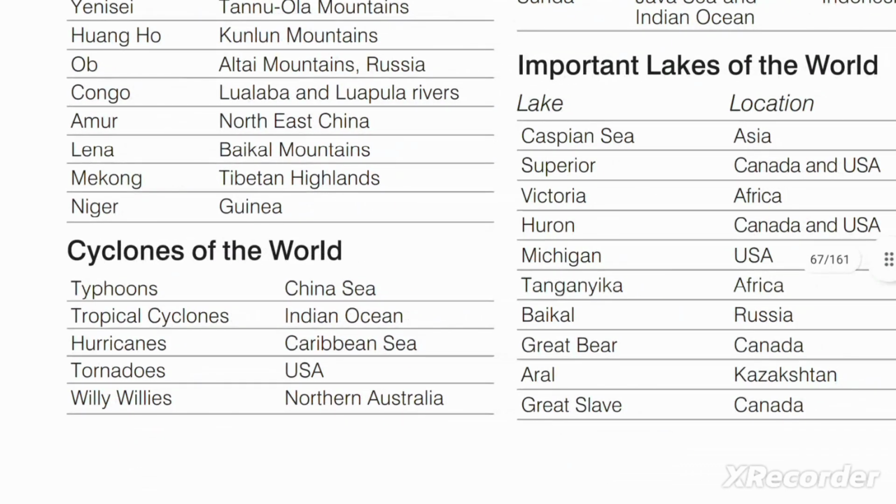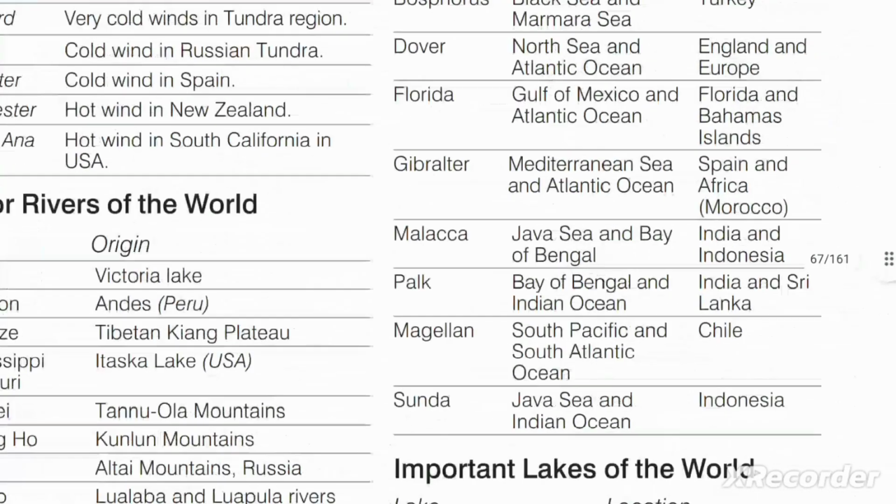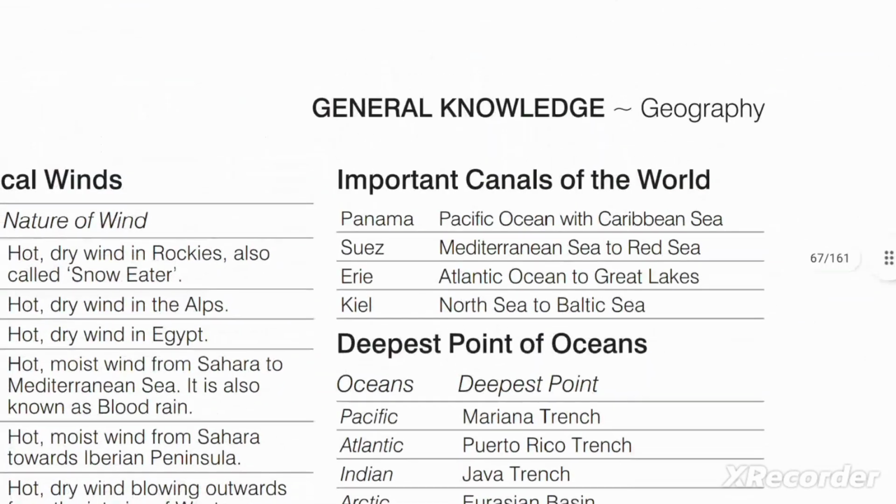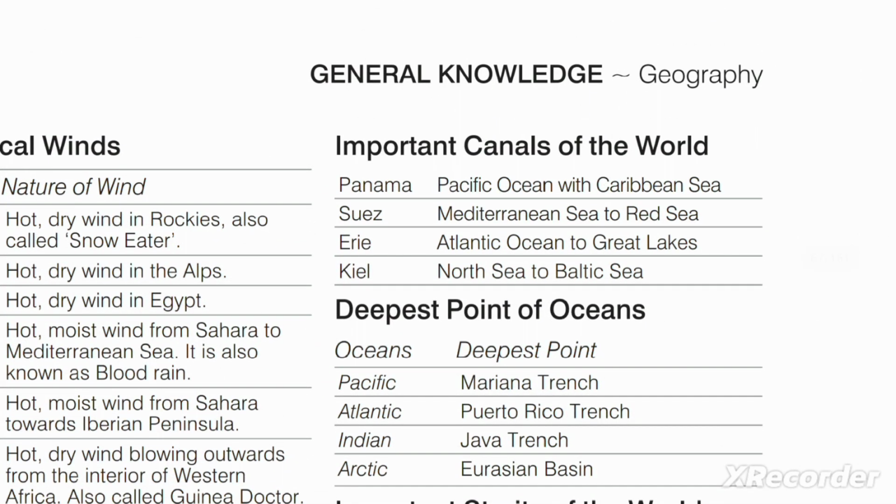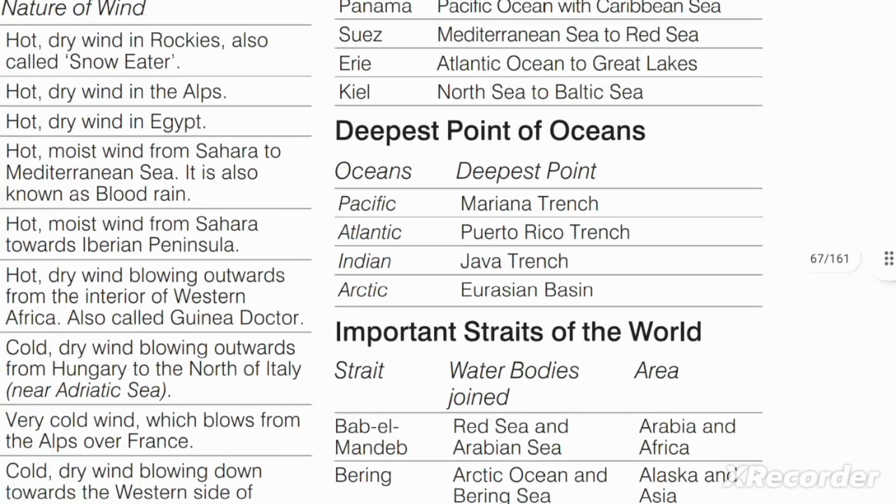Cyclones of the world: typhoons, China Sea; tropical cyclones, Indian Ocean; hurricanes, Caribbean Sea; tornadoes, USA; Willy Willy, North Australia. Important canals of the world: Panama, Pacific Ocean with Caribbean Sea; Suez, Mediterranean Sea to Red Sea; Erie, Atlantic Ocean to Great Lakes; Kiel, North Sea to Baltic Sea. Deepest point of ocean: Pacific, Mariana Trench; Atlantic, Puerto Rico Trench; Indian, Java Trench; Arctic, Eurasian Basin.